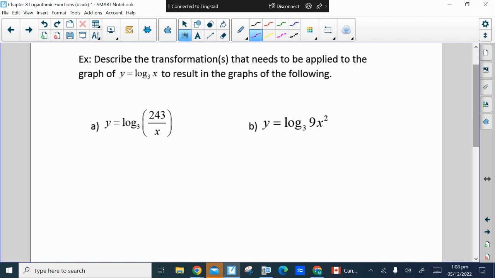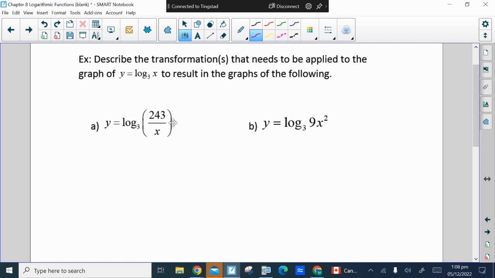So it says describe the transformation or transformations that need to be applied to the graph of y equals log base 3 of x to result in the graphs of the following. So we have to think back to what we learned about transformations. But first we need to get these into a form that we can actually talk about the transformations of y equals log base 3 of x.